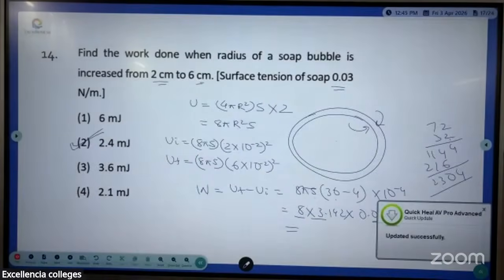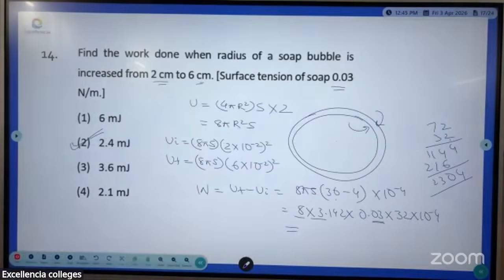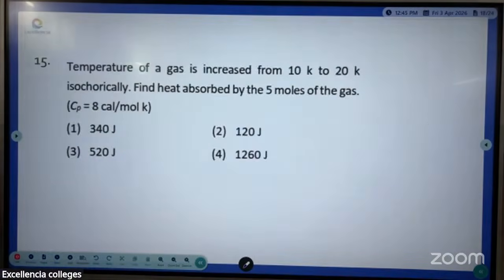That's the answer. Right? We don't need values. Is it fine? Understood, everyone? Right. Fine. Let's move ahead.